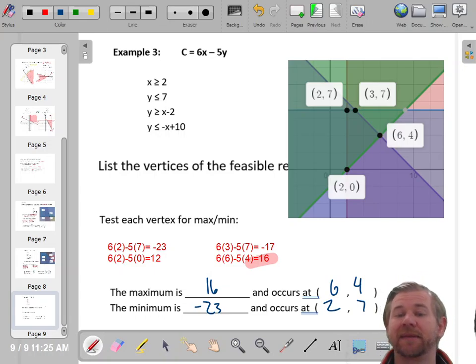Doesn't matter. You're playing the same game. You graph your constraints, you test the vertices, and then you use the objective function to determine which one is the max or min. So we're going to continue this.